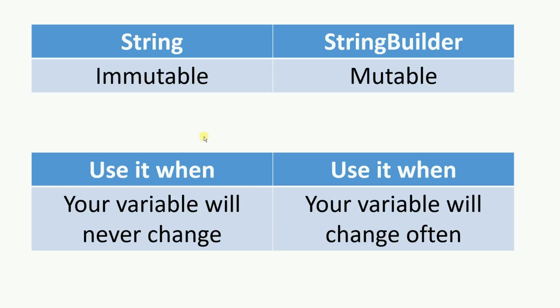So the next question is when to use a string versus a StringBuilder. A string should be used whenever the variable never changes. Now, if your variable changes often, then use a StringBuilder.